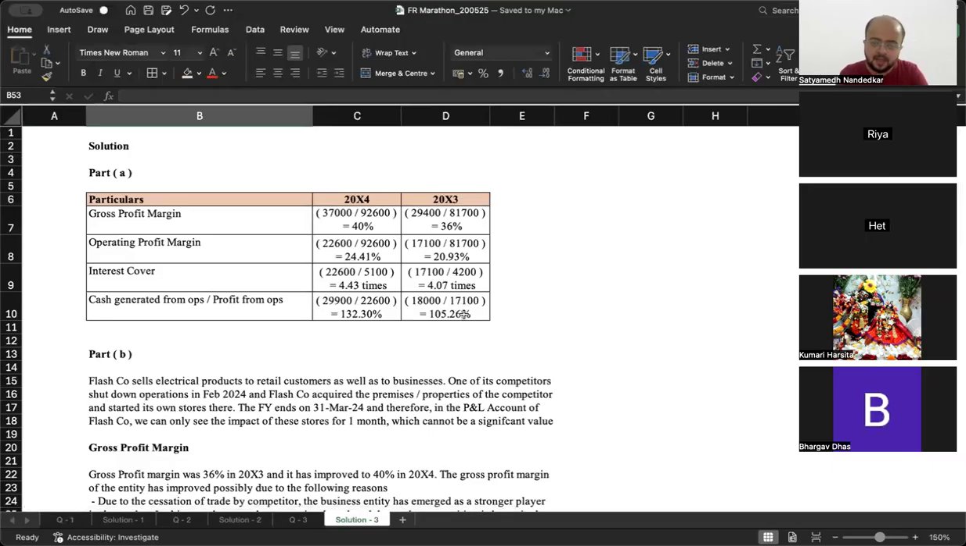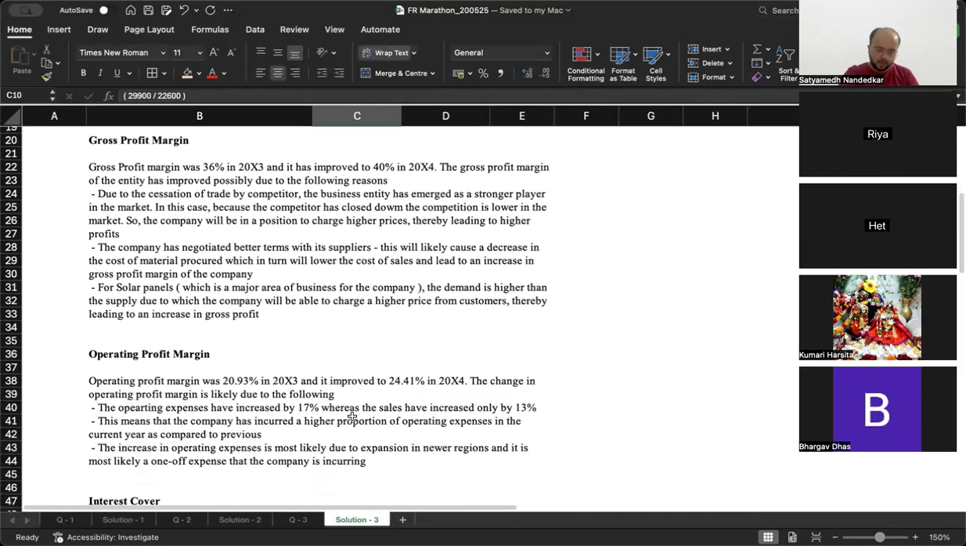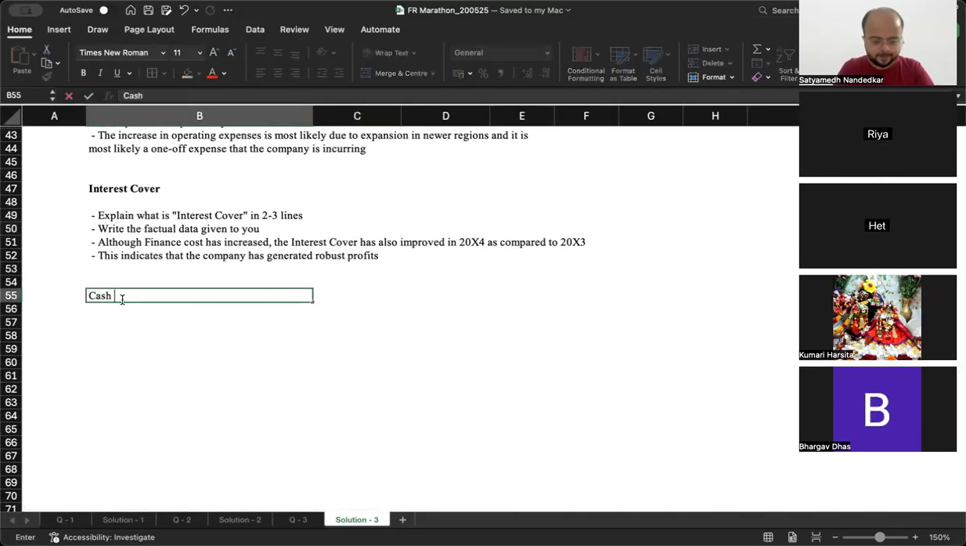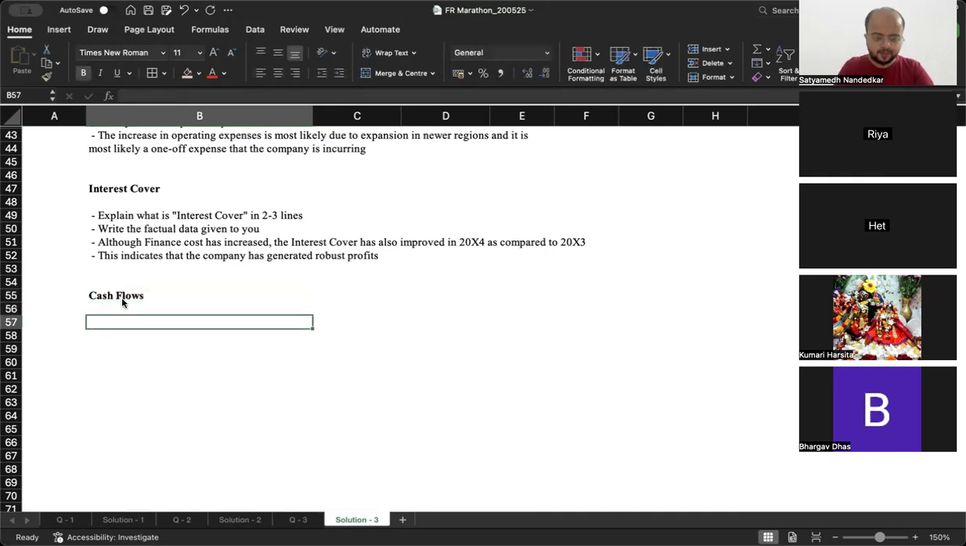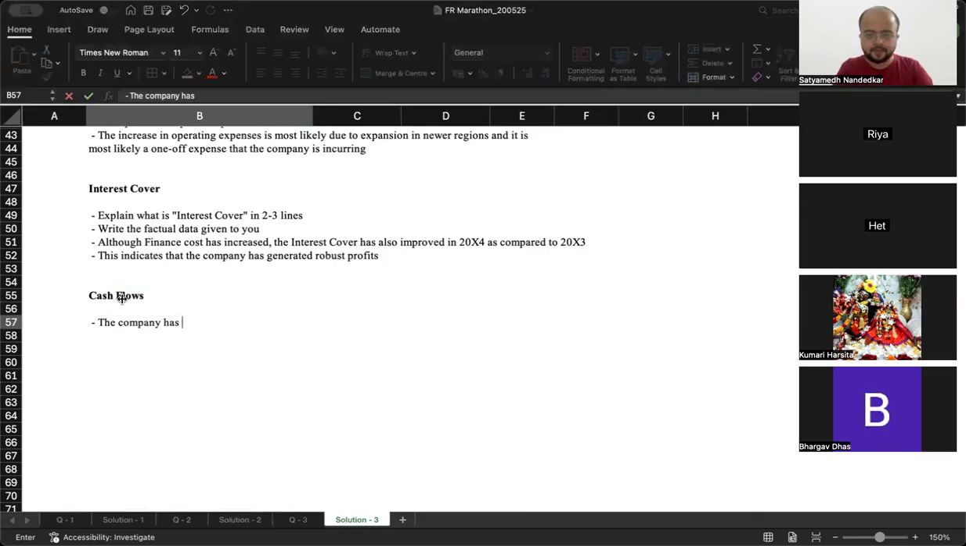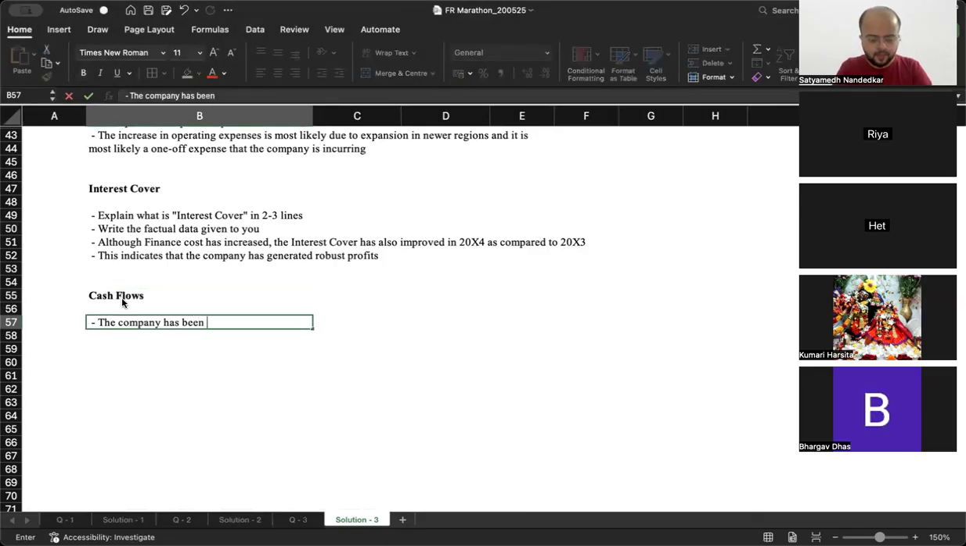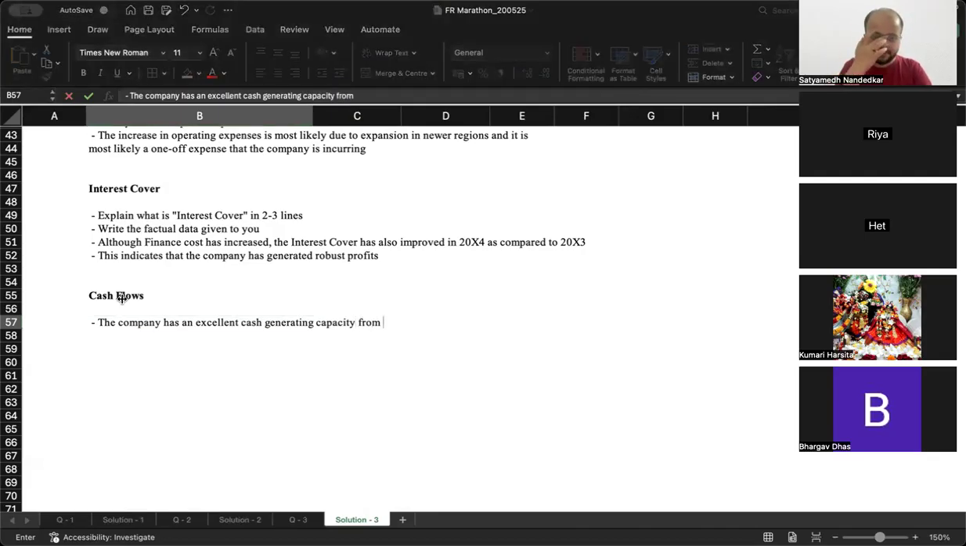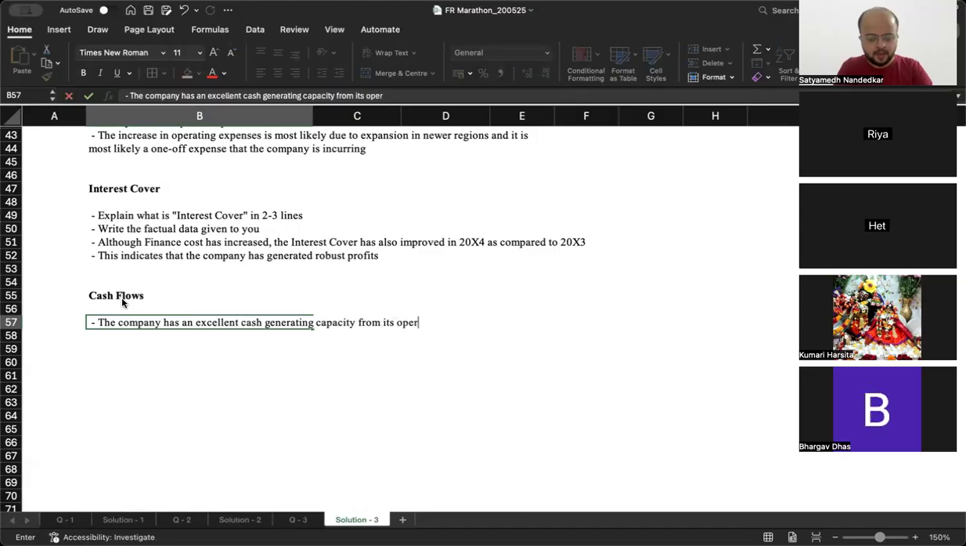Because last year the cash generated was 105.26% of the profit. In the current year the cash generated is 132.30% of the profit. Cash flows. The company has an excellent cash generating capacity from its operations.